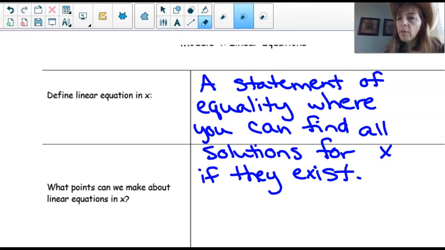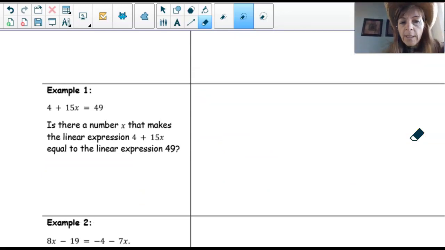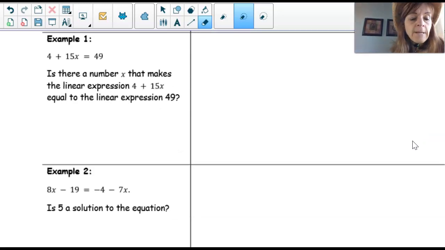When we define linear equation in x, it's a statement of equality where you can find all solutions for x if they exist. That's what we're leading to. That's our ultimate goal, to find all the solutions for x if they exist. Let's practice. Example 1 is the same example that we already did. Is there a number x that makes the linear expression equal to 49? We already did that one, and we found out that number was 3. Let's try the next one.